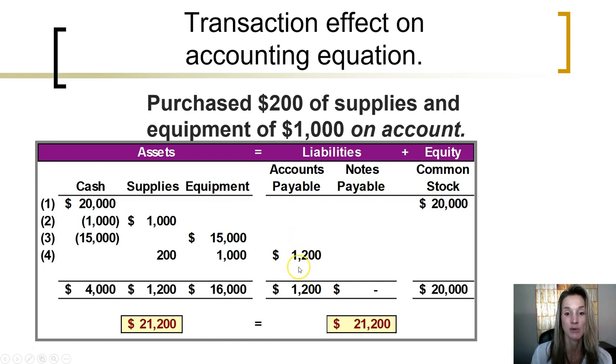Liabilities, accounts payable, reflecting amounts the company owes for normal day-to-day purchases. That liability increased, bringing total liabilities to $1,200. Total liabilities plus equity, $21,200. Our equation is in balance. Assets equal liabilities plus owner's equity. Pay attention. Every time a transaction is recorded, at least two accounts will always be affected. This is the only way the equation will stay in balance, because if we increase one account, another account needs to increase or another account needs to decrease.